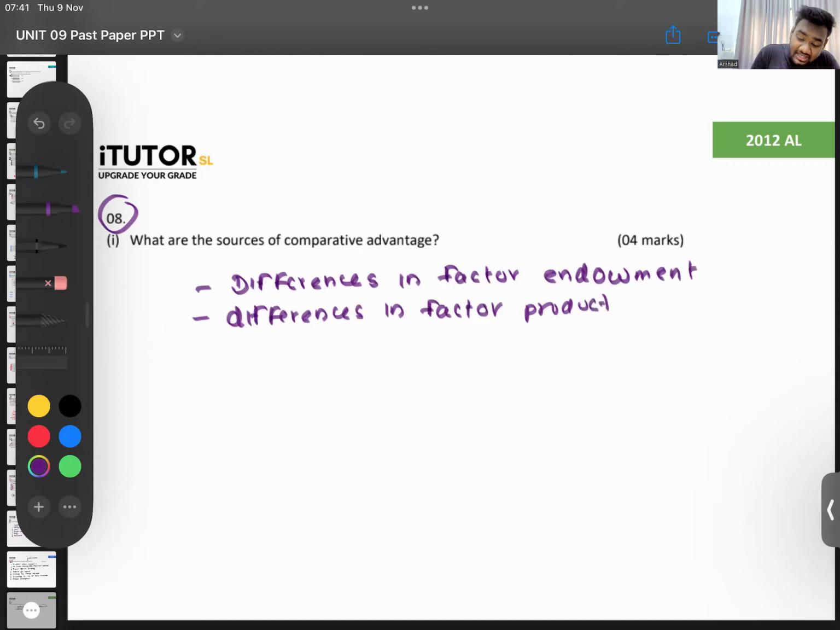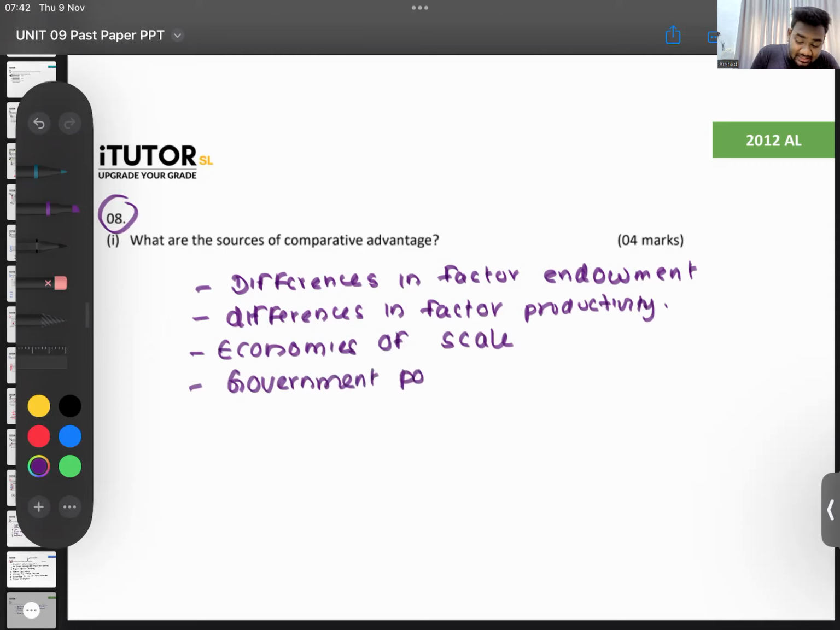Then you can also say things like economies of scale. Maybe certain countries have economies of scale. That could be a reason. Maybe technological differences. Don't put trade barriers really; we'll say government policies. Then you can say even climate differences. Okay, climate differences can be a reason.